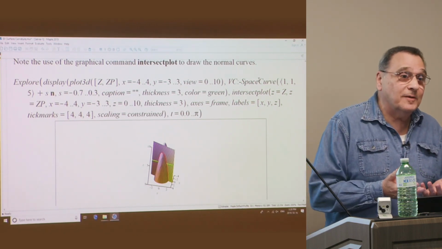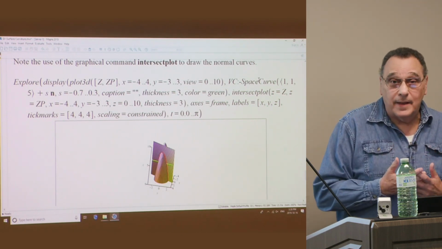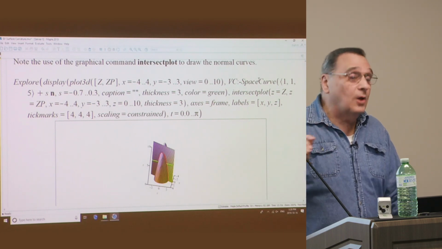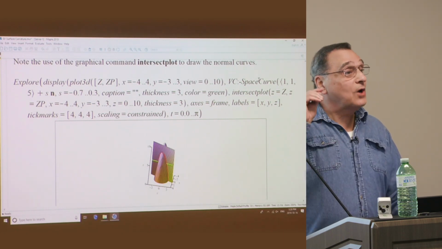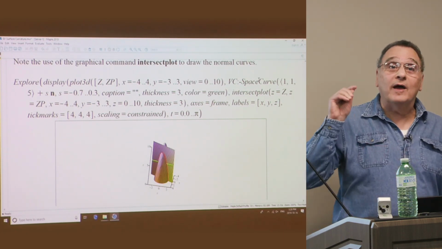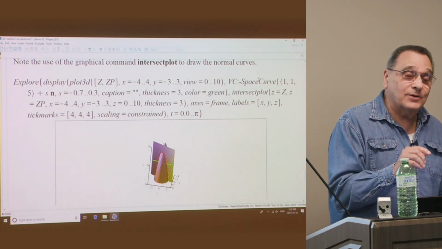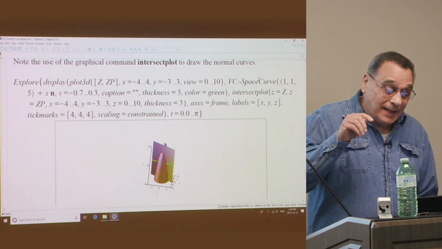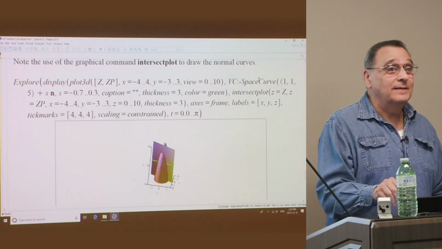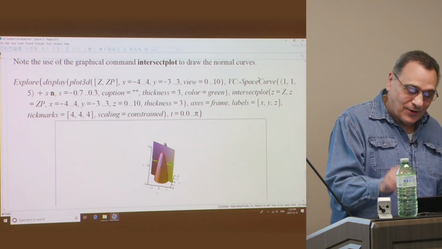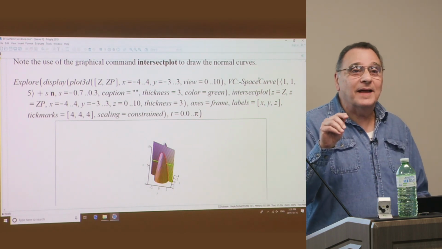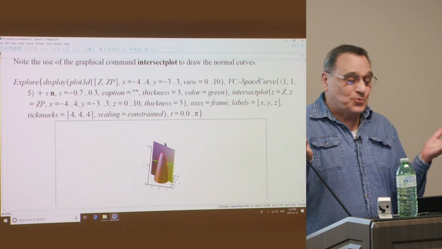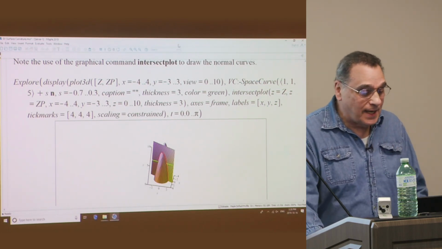Again, the space curve command is, I think, one of the better commands. There is a space curve command in the plots package with all lowercase letters, but it's only for 3D. If you have a 2D curve, you have to use the plot command to draw that. This space curve command accepts 2D or 3D, same syntax. It's a superior command, so I tend to use it.